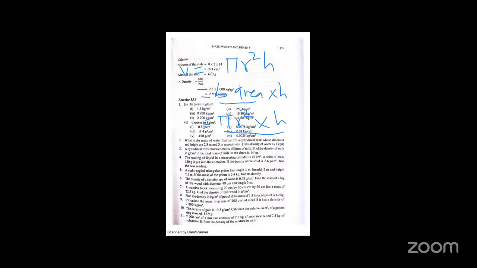So we have this volume given as 22 over 7 times the radius, which is 1.4 squared, times the height, which is 3. So what are we going to get when we carry out that operation? 22/7 times 1.4 squared times 3. So let's attempt that.